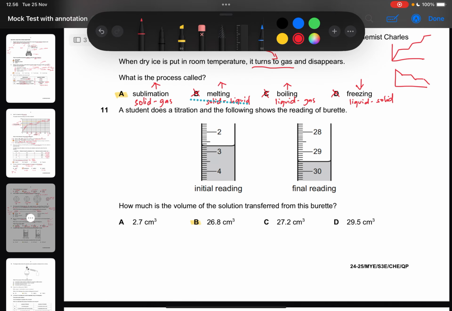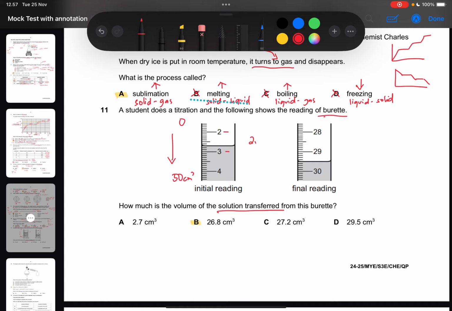Question 11. A student does a titration, and the following shows the reading of the burette. Remember that when we are reading a burette, we are reading it downwards because the one on the top of the burette is 0 and the one at the lowest is usually 50 cubic centimeters. So here, we want to find out how much solution was transferred. So it means how much was removed from the burette. So we're going to find the initial reading. So 2 from above and 3 below. So we're going to read it going down.